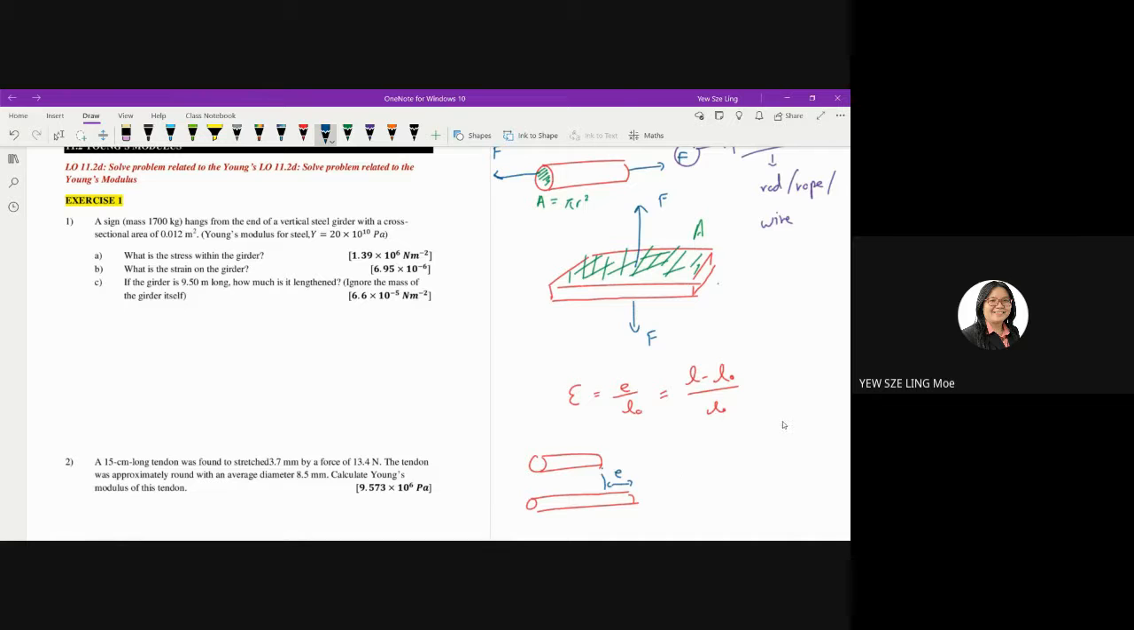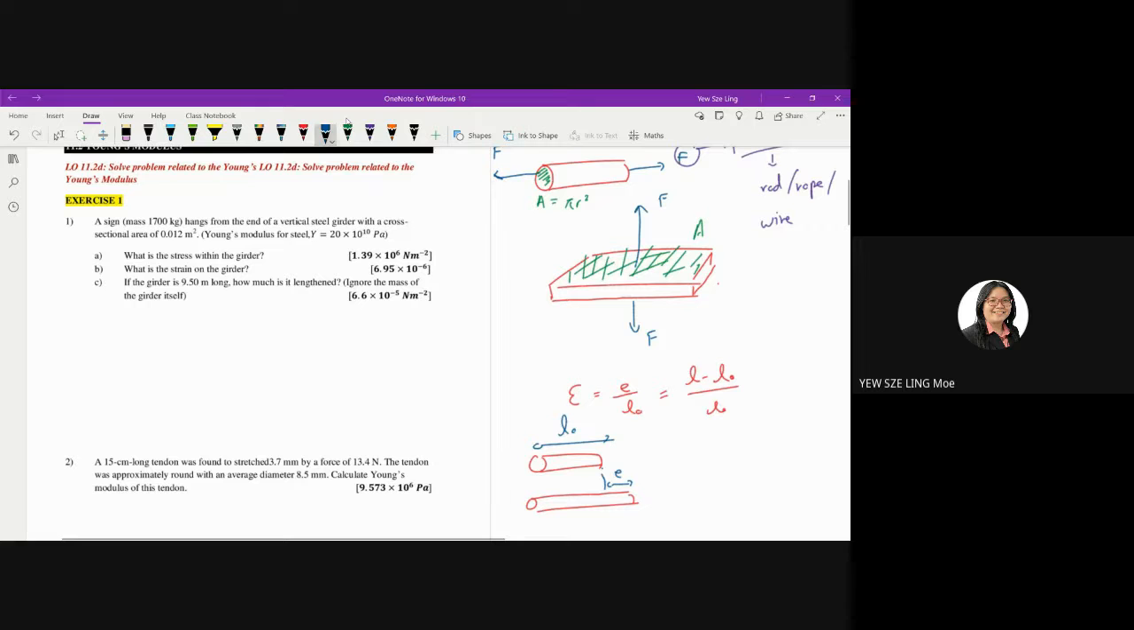It could be a negative value if you compress an object. You can compress it or you can stretch it. In our case, most of the time we have stretching. I think we seldom have compressions in our syllabus. So elongation is the part that's being extended. So this is epsilon equals E over L naught, where the original length is what we call L naught.